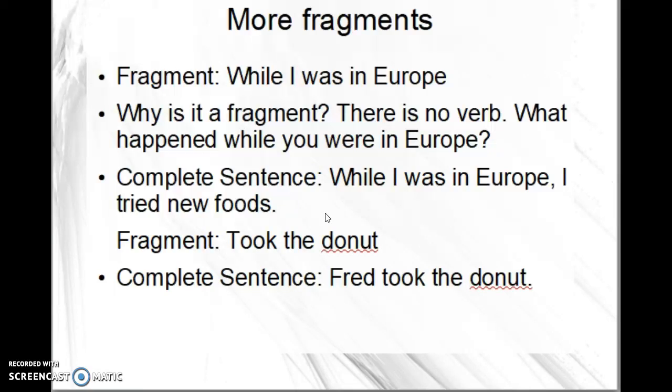Now, people do use fragments in verbal speech all the time, for example, in answers to questions. Someone might ask you in real life, oh, when did you learn how to crochet? And you'd say, while I was in Europe. So they might answer verbally with a fragment. But in our writing, we want to try and avoid those fragments. So you've got to watch out for that.